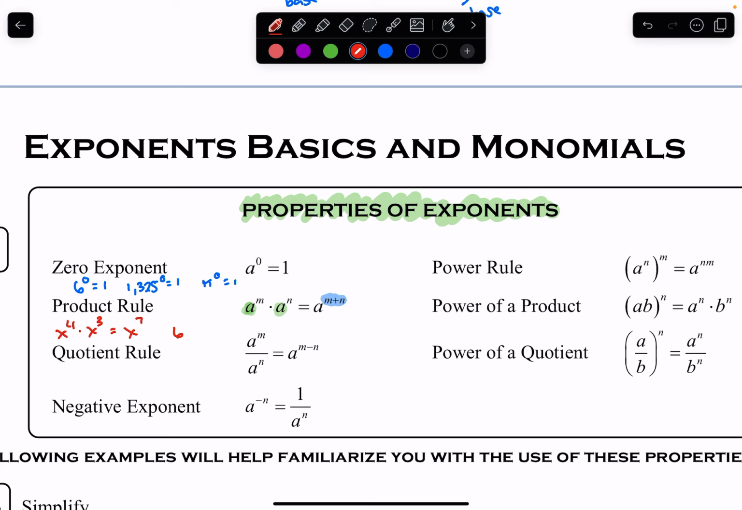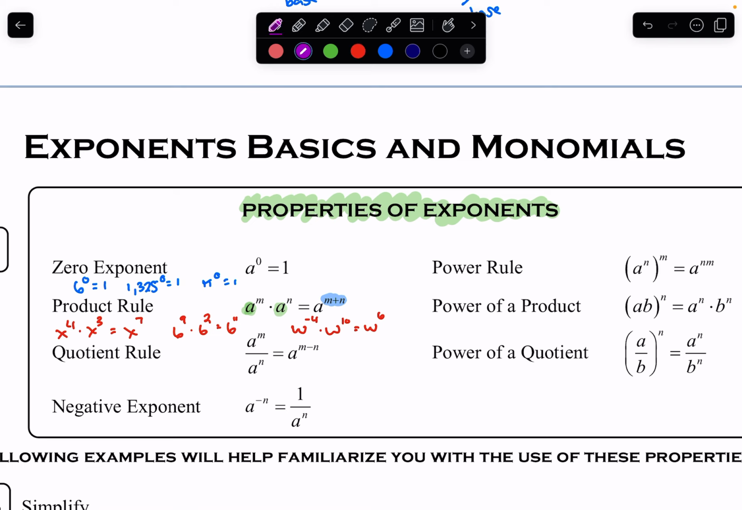If I have 6 to the 9th times 6 to the 2nd power, that becomes 6 to the 11th power, okay? It doesn't matter what the exponents are, you can add them together. If I have w to the negative 4 times w to the 10th, those can add together and become w to the 6th power. You add the exponents together.